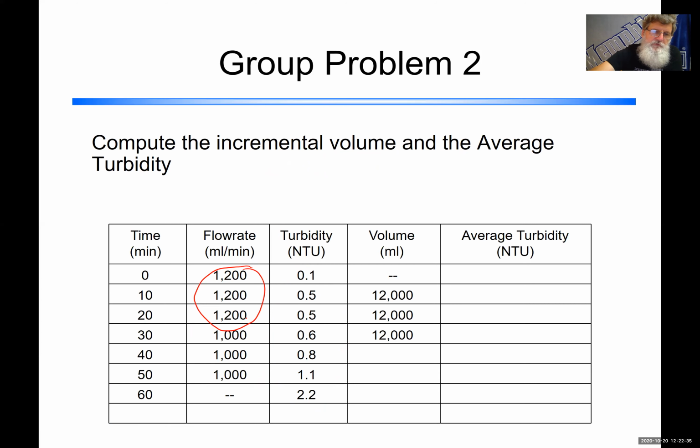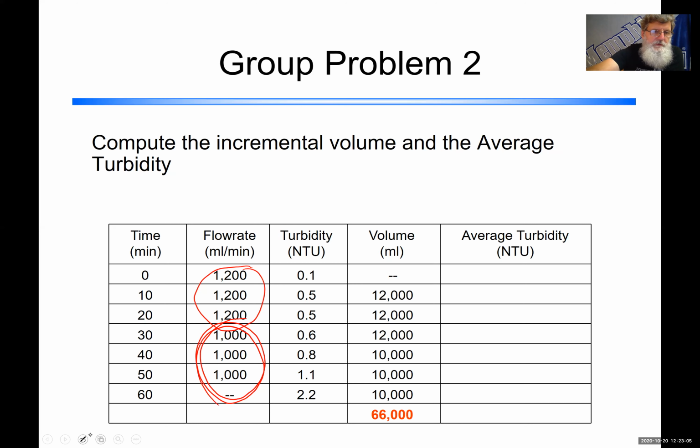And then we turn the flow rate down, you can see, to around 1,000 milliliters per minute. Again, times a 10-minute increment gives me 10,000. So those are my incremental flow rates over the 10-minute periods. And if you add those up, you'll get the total flow rate of about 66,000 milliliters or 66 liters. And again, that's more likely what we would have encountered in lab.